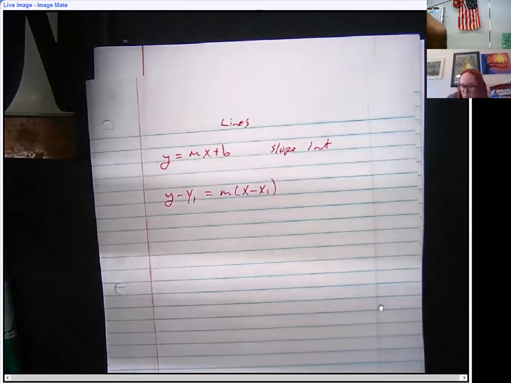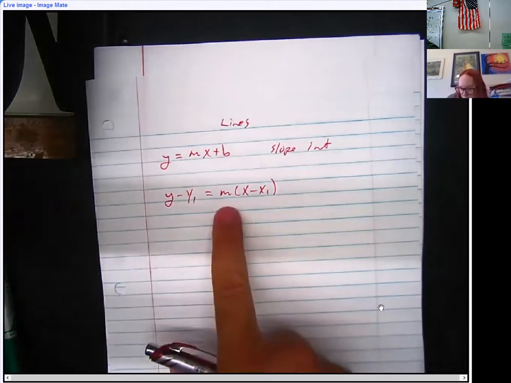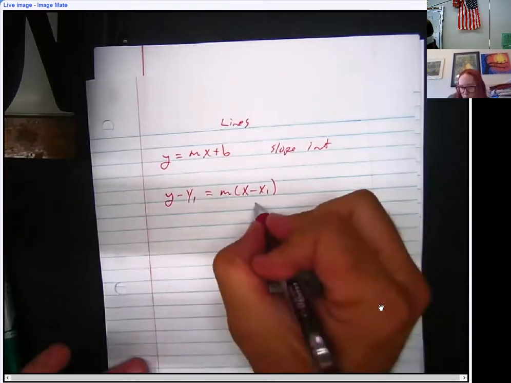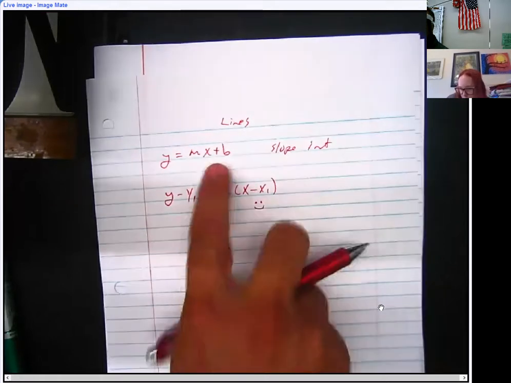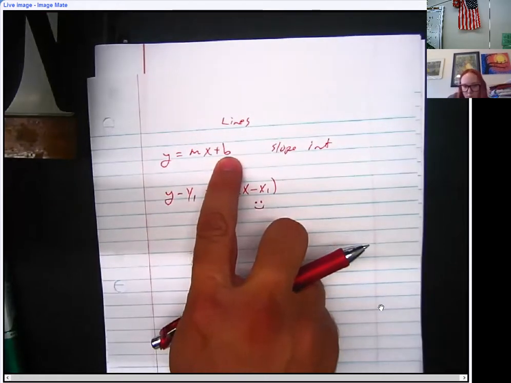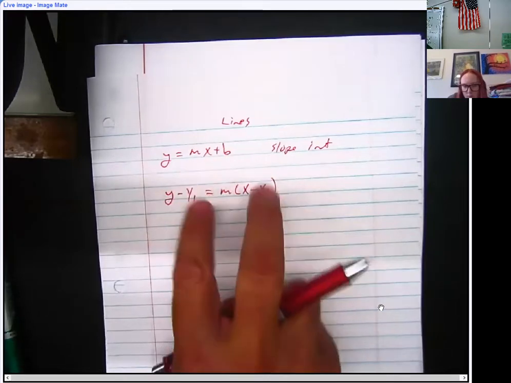That's like, this is my favorite. This is the best way. This is my happy place, okay? Love this one, because all you need is a point. Well, didn't that need a point? And a slope? This needs a point and a slope.